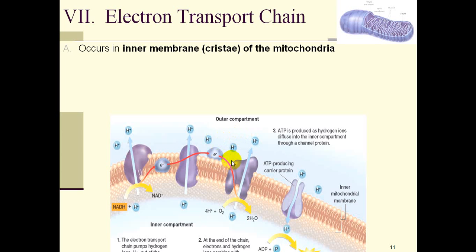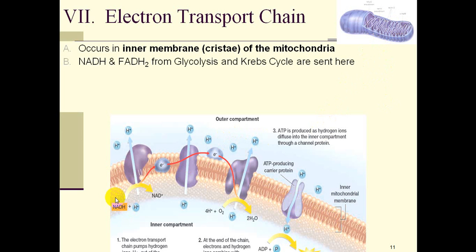So you need to know where the electron transport chain happens. That happens on the inner membrane of the mitochondria, those cristae. So those NADHs, remember those right here? And this picture unfortunately does not show you FADH2. I'll explain that in a second. NADH and FADH2 from glycolysis and Krebs, remember we did make some NADH way back in glycolysis, they go all the way in through the cytoplasm and into the mitochondria and are used right here to drive the electron transport chain.